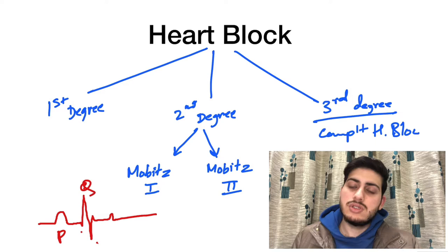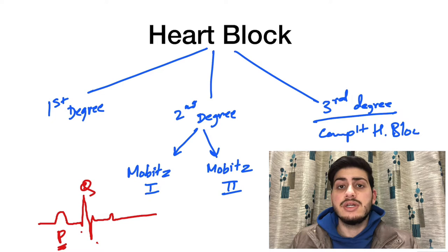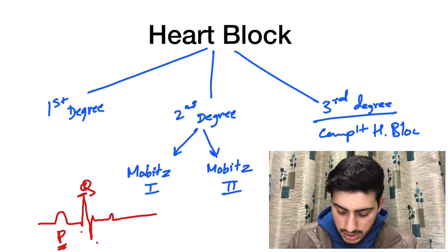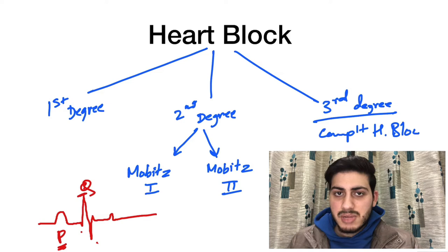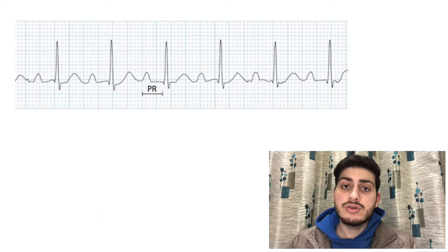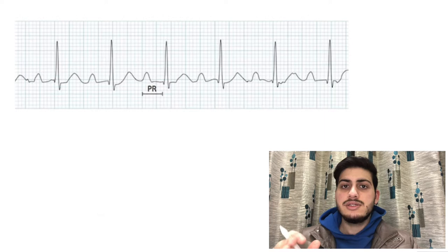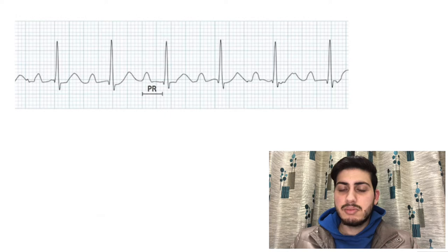P is a person, a guy in a classroom, and Q is a girl, the queen of this story, in the same classroom. The ECG you are watching on your screen right now is first degree heart block. I will not explain the concepts behind these heart blocks right now. Let me complete the mnemonic part first, and then later I will explain the pathophysiology and the concept behind these ECG changes. So have patience and listen to this romantic story.